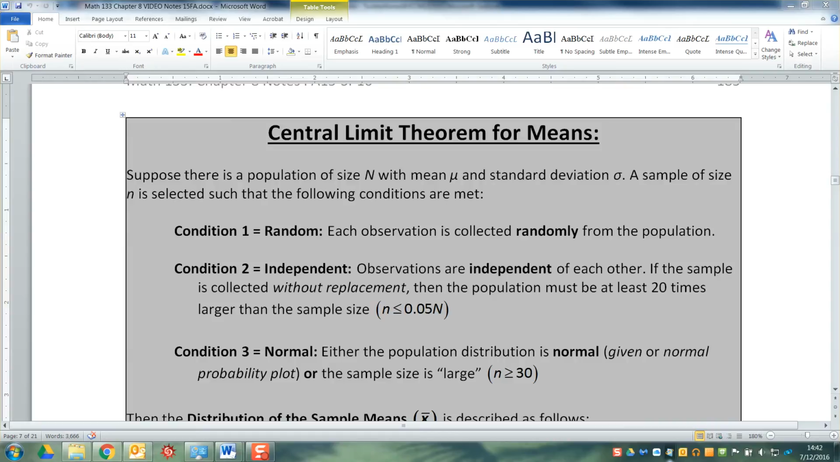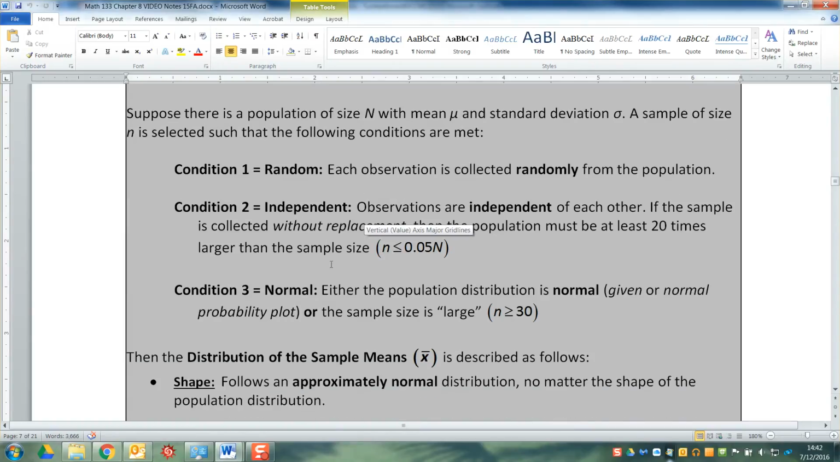Before we cover this next example, let's do a quick recap of the central limit theorem for means. Now remember, there are three main conditions in order to be able to apply this theorem. You have to have your sample of little size n be randomly drawn. It has to be an independent sample, and that can happen one of two ways.